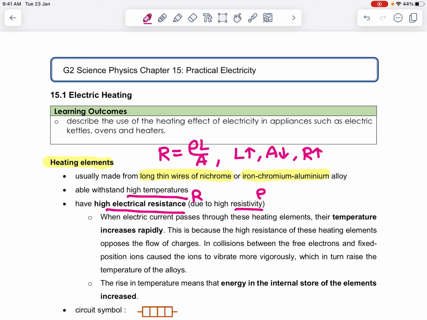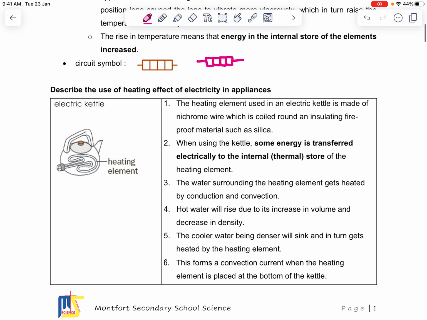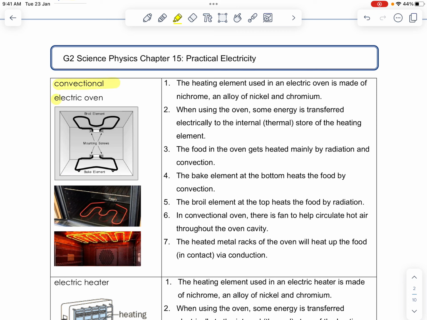When we pass electric current through these heating elements, we want their temperature to rise rapidly so that we can convert electrical energy into thermal energy. The symbol is 4 squares side by side. These heating elements are used in examples like the electric kettle, where we try to convert electrical energy to thermal energy. Another example is a conventional oven.